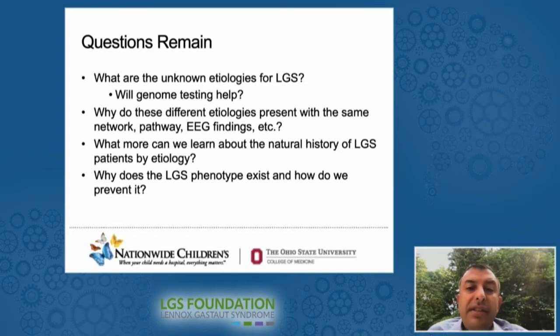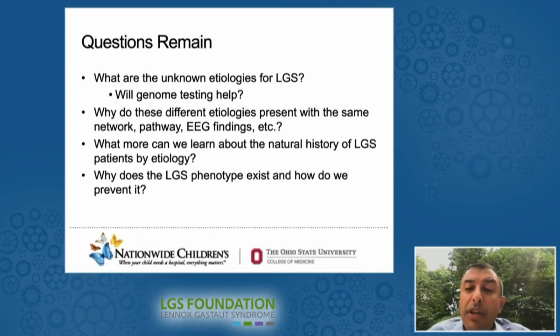But why do these different etiologies? I presented very distinct etiologies to you today. Some are caused by genes. Some are caused by genes that are related, but some are caused by genes that have no relation to each other. And some are caused by structural changes. Some of those changes are not inherited or at birth. They were causative from either being premature, having some sort of brain changes, et cetera, that we talked about. But why do these have the same network pathway, EEG findings? Why do they develop in that same sort of trajectory?